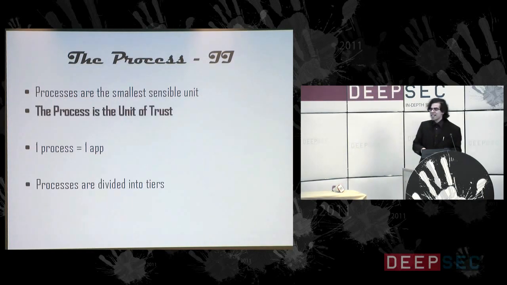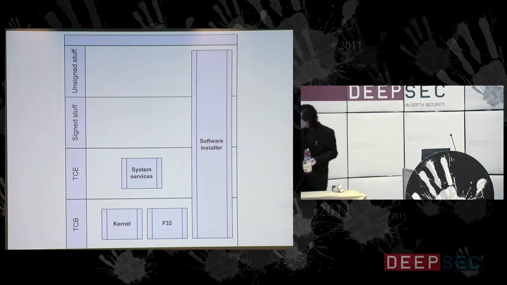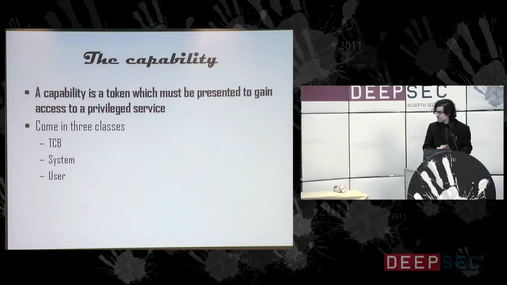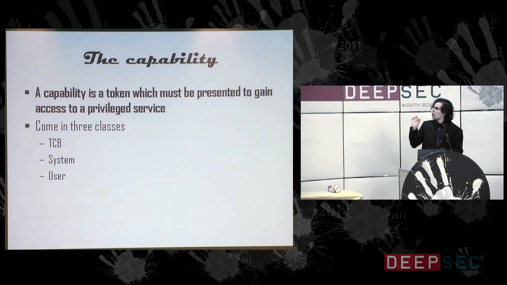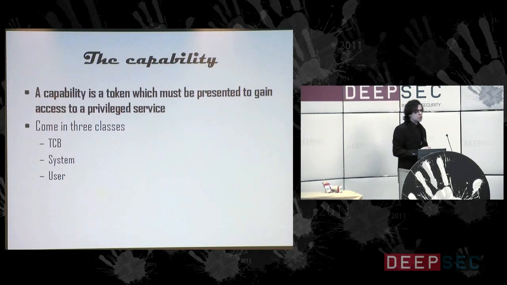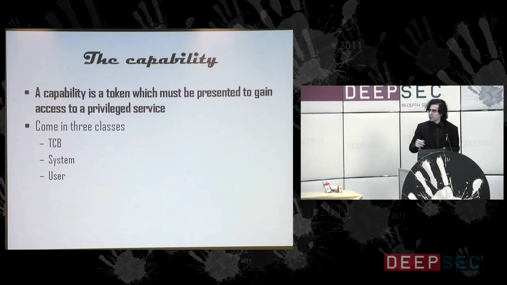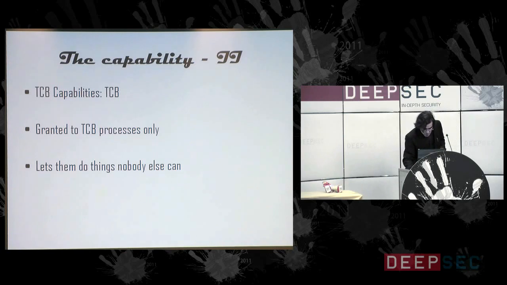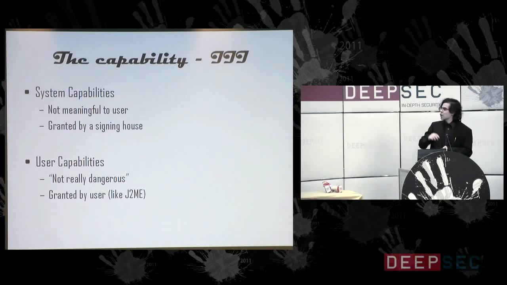And so the point was this, that processes were divided into tiers. And every tier required different types of signing and had different types of privileges. And as you already said, the capability is the token which must be presented to gain access to a privileged service. You might now be wondering, why am I going over Symbian in such detail if the operating system is dead? I'm going over it not out of boredom, but because these terms and concepts, you meet them in every other mobile platform. And as said, in regards to the capabilities, there are 3 types: TCB capabilities, system capabilities, and user capabilities, which essentially are granted like they are granted on a J2ME application.